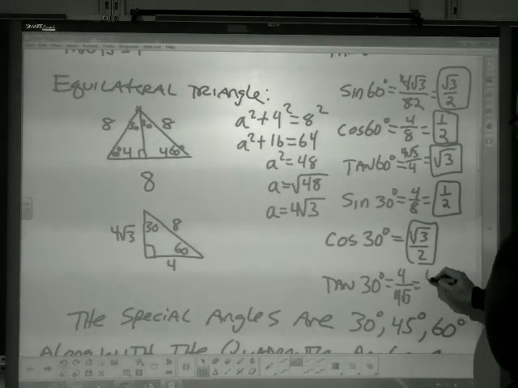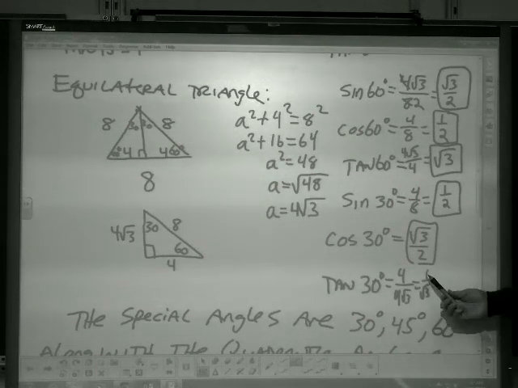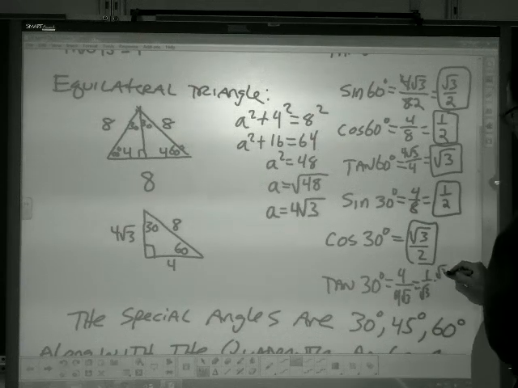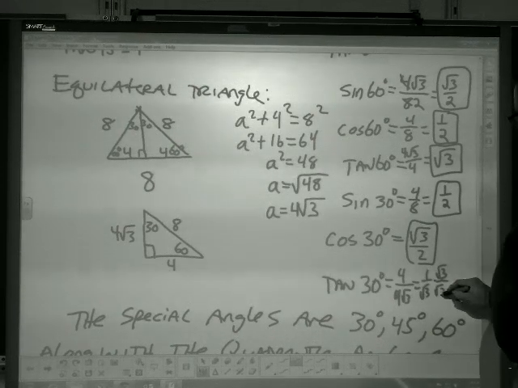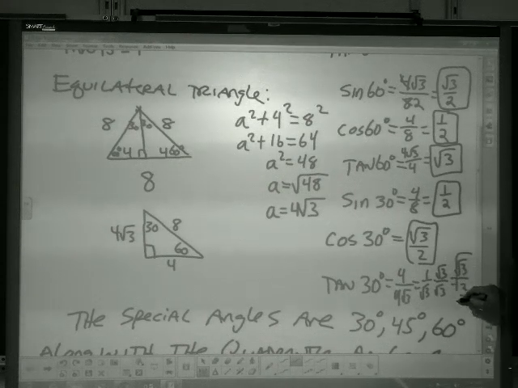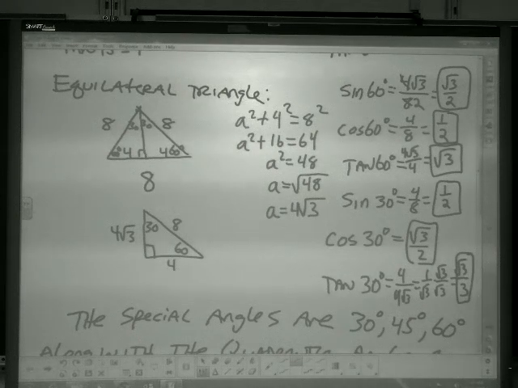Leaving me 1 over the radical 3. But I do not like radicals on the bottom. We want to rationalize that. We're going to multiply by radical 3 over radical 3. My answer is radical 3 over 3. Square root of 3 over 3.